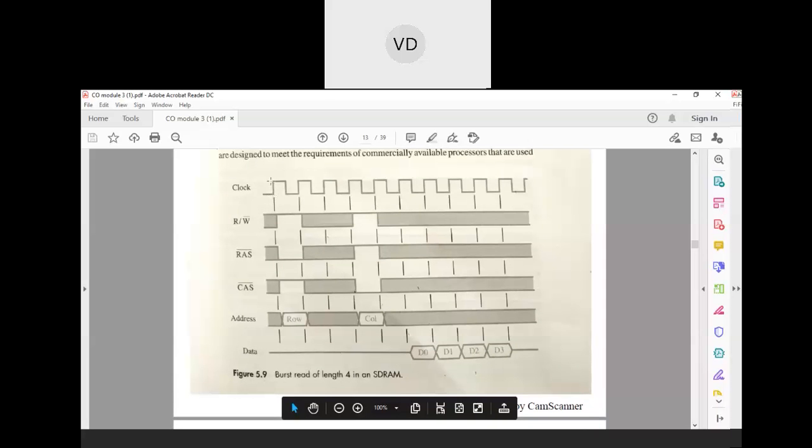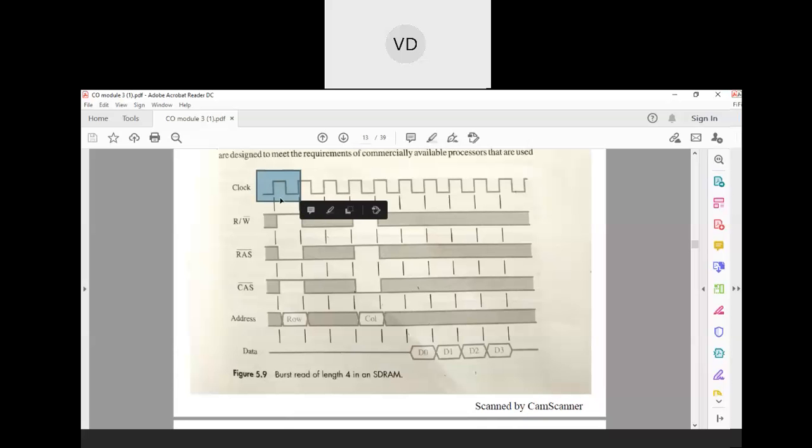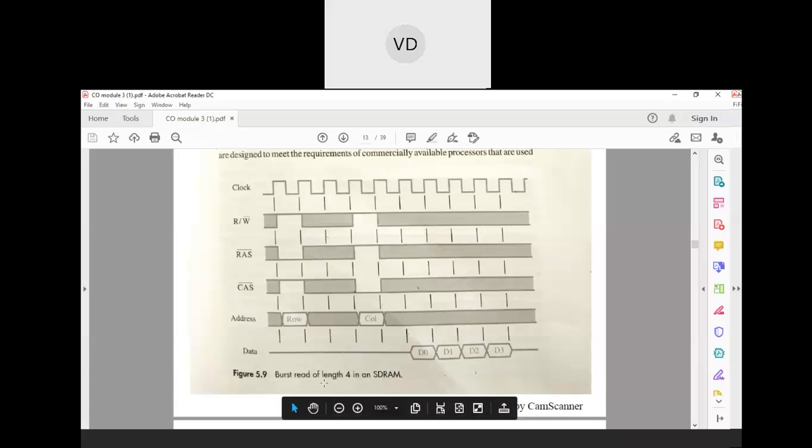See, one upper part of the clock signal and one lower part of the clock signal will form one cycle. So this is one cycle here, one upper part and one lower part. This much is one cycle. So this is one clock signal. We are doing a read operation here.